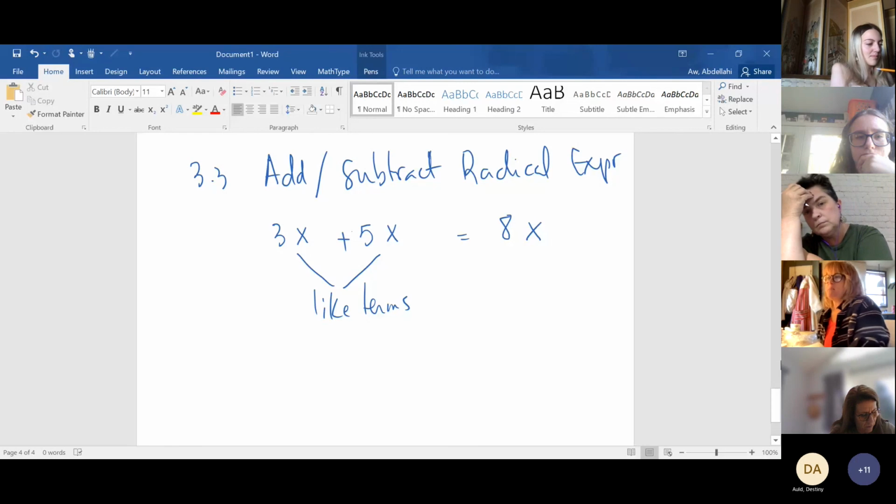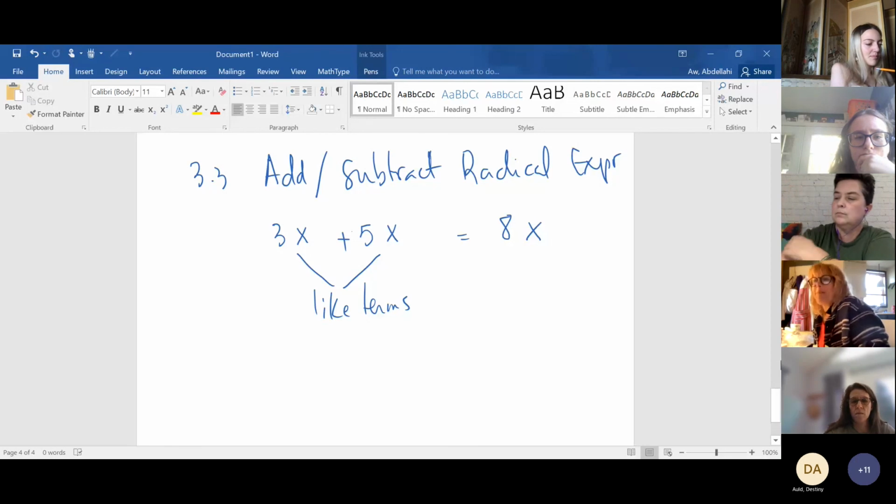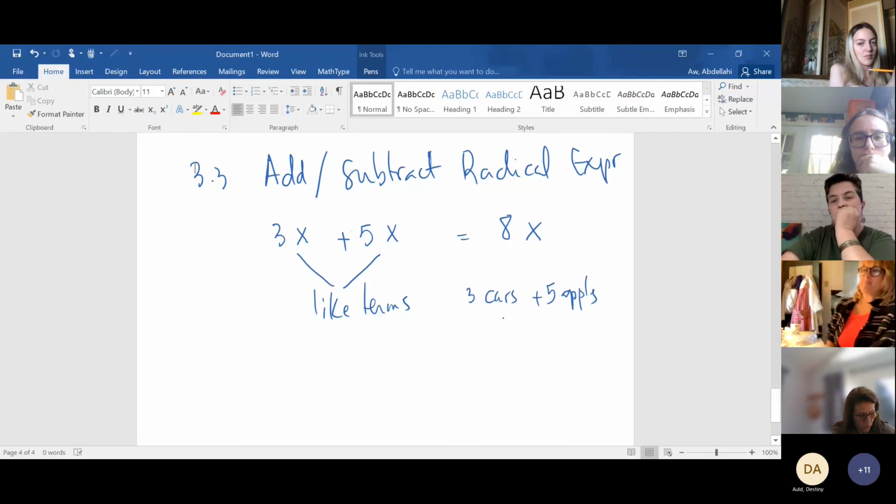They have to be like terms, right? If they are not like terms, we cannot add them up. You cannot add 3 cars plus 5 apples, right? What can you do with that? Can you say 8 something? You just say 3 cars plus 5 apples. We cannot put them together, okay? So it is the same thing.